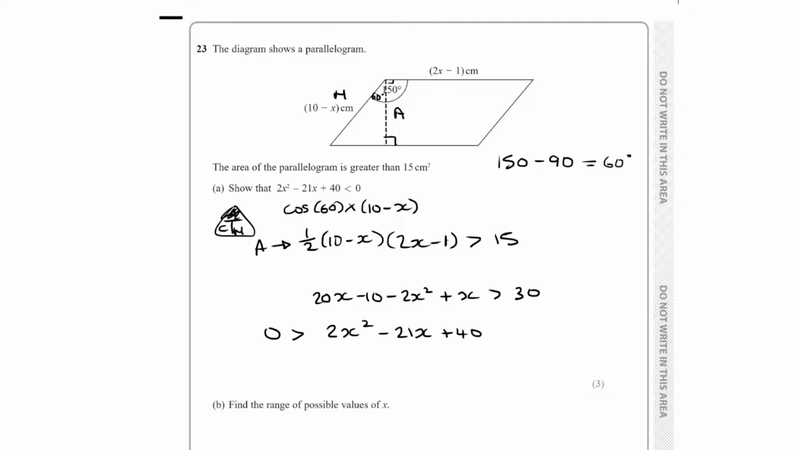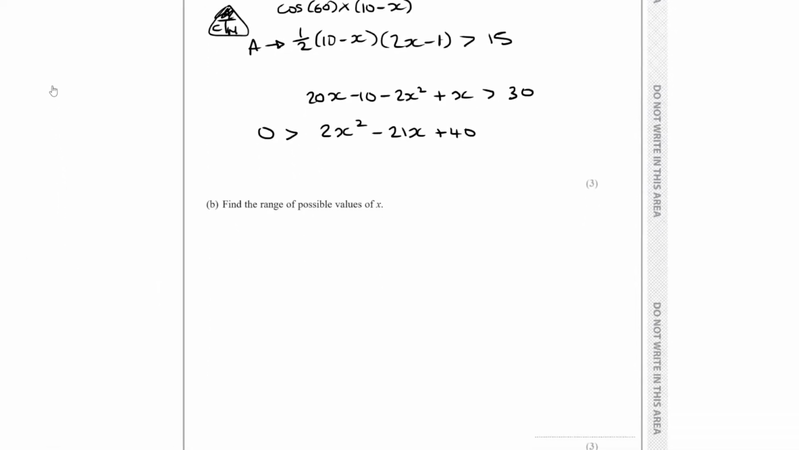So yeah. Now part B is then solving it, basically. Find the range of possible values of x, so solve it. So we're going to factorize this. Obviously 2x. You could also use quadratic formula if you want to. I'm just going to make it equal to 0 for now, and I'll bring back the inequality at the end.